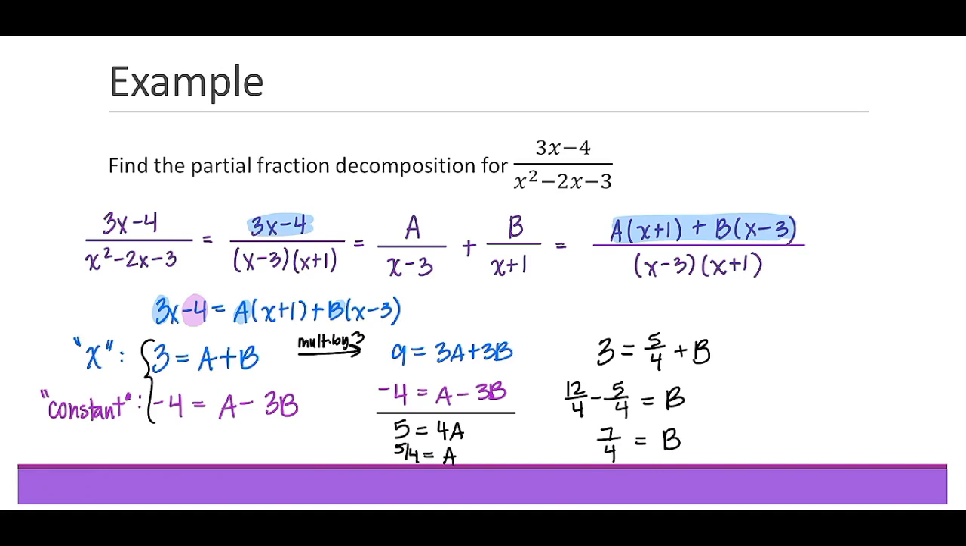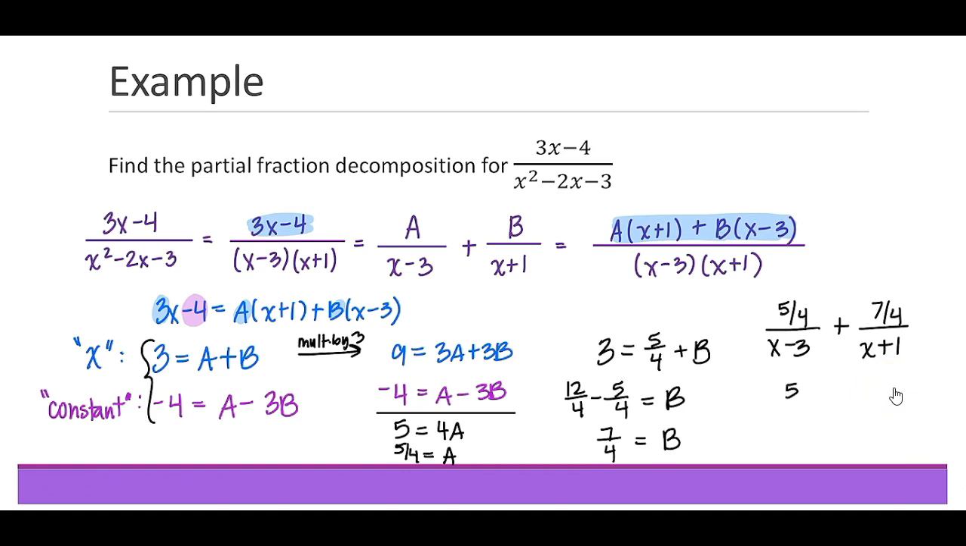So what does that mean? My partial fraction decomposition, I was in search of these values a and b, and I just found them. So my partial fraction decomposition is going to be a over x minus 3, so we have 5 over 4 over x minus 3 plus 7 over 4 over x plus 1. But in this case, I don't want to leave a complex fraction, a fraction inside a fraction, so those denominators of 4 are going to move down to the overall denominator.